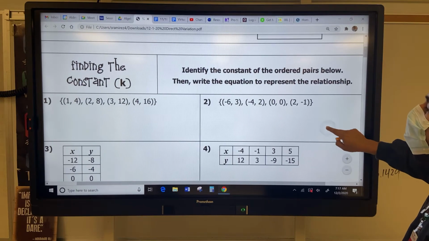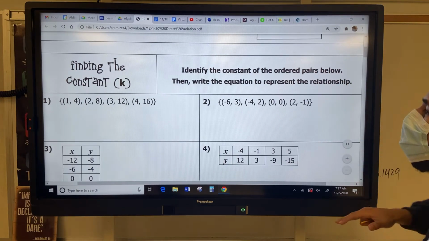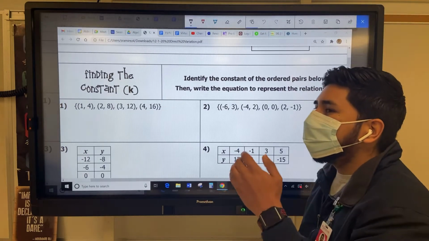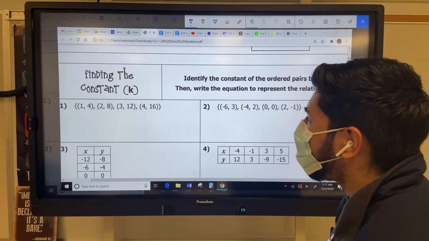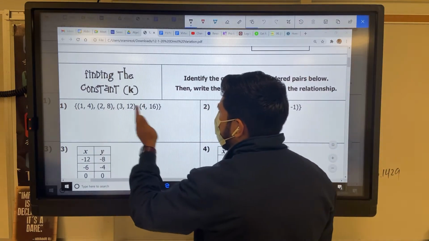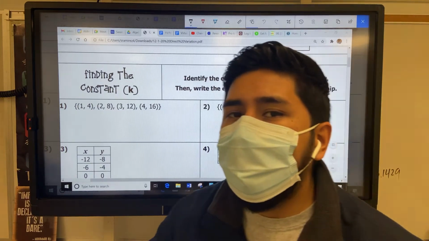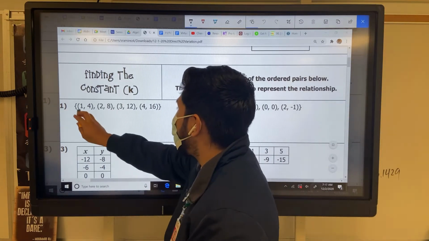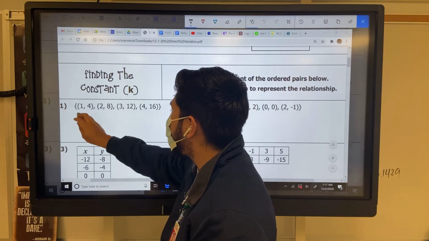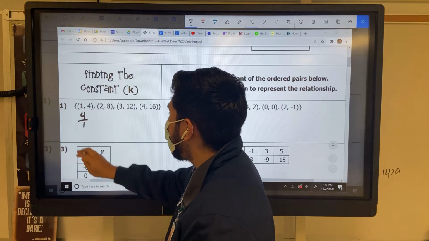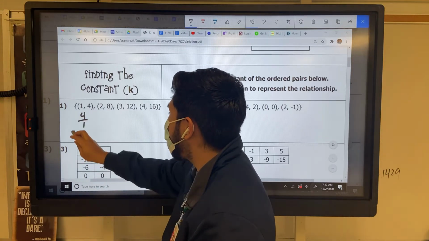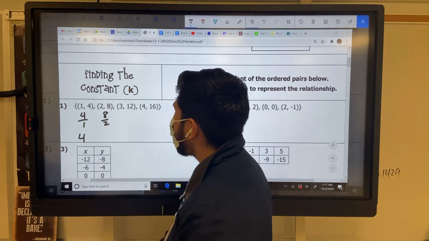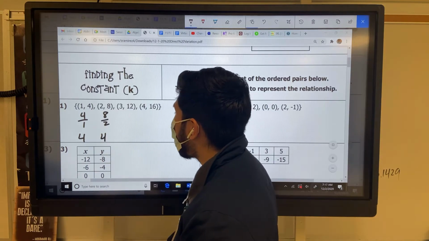Finding the constant k, so we're going to figure out, okay, how do I find out if this is direct variation? I'm going to take all these points real quick. I'm going to see if I divide them y over x, if they all give me the same number. So I'm going to do 1, 4, so that's y over x, which is 4 over 1. That gives me 4. Okay, so we all need to match the same numbers. 8 over 2, y over x. That also gives me 4, so check so far.